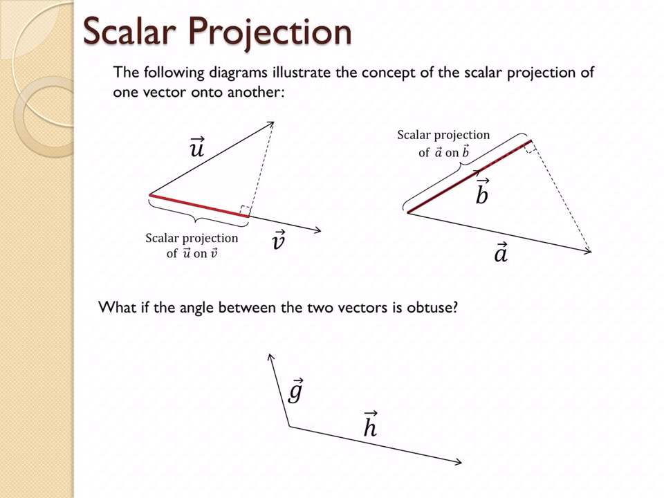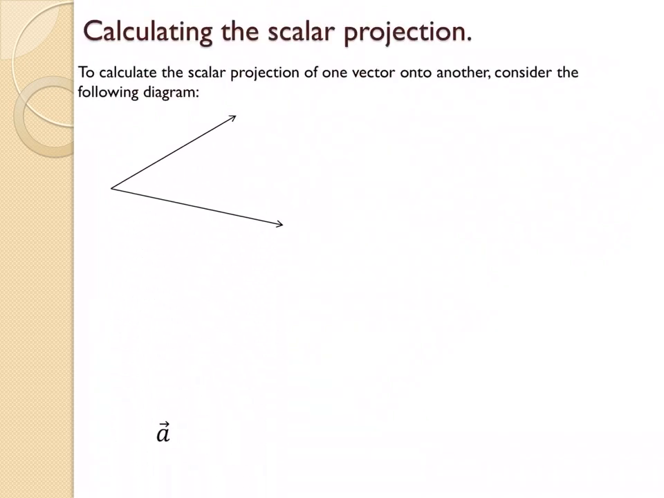What if the angle is obtuse? Well, that's okay too, because my new definition actually helps with that. When we say g projected on h, we mean how much of g acts along the line of h. In this particular case, it acts along the line of h right there, and you actually get a negative answer.